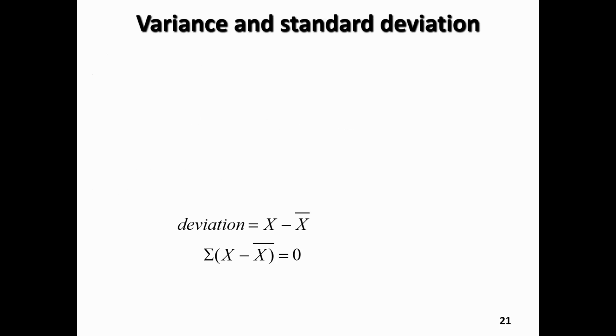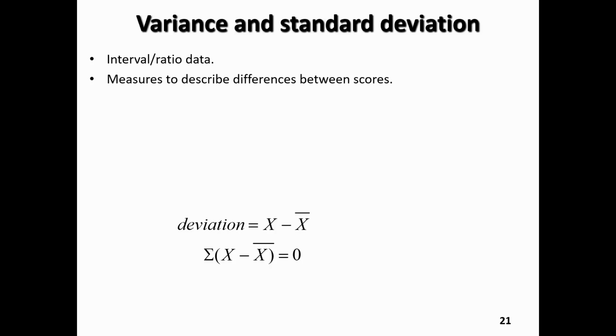That leads to another development called a deviation score. The deviation score is typically used for interval or ratio data that are best characterized along a continuum. This attempts to describe the differences between the scores in a distribution, and is based on the normal distribution with respect to the mean.